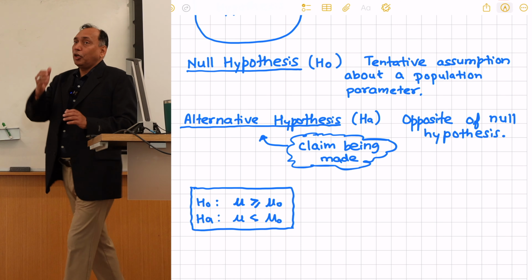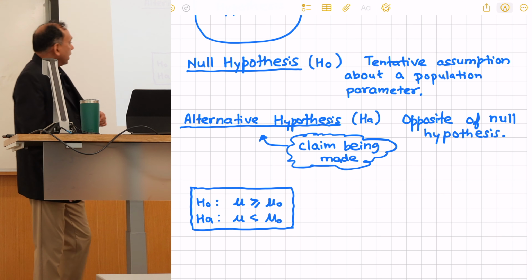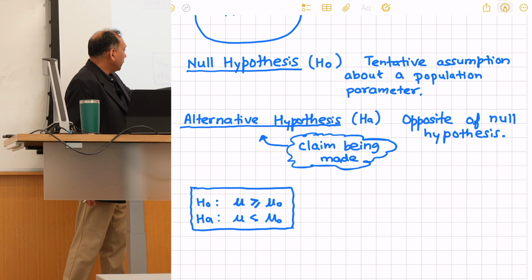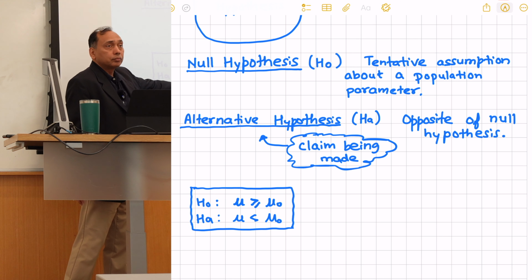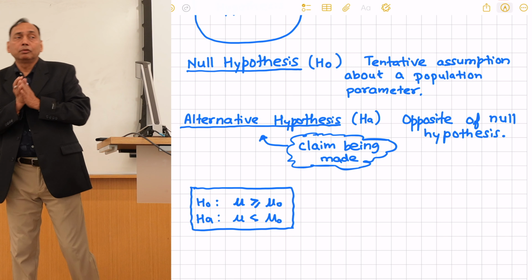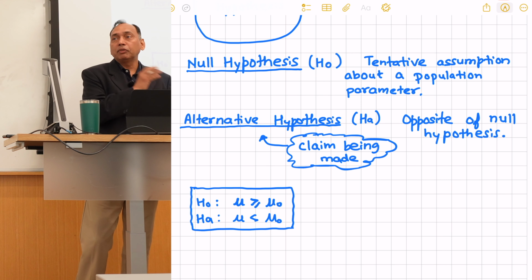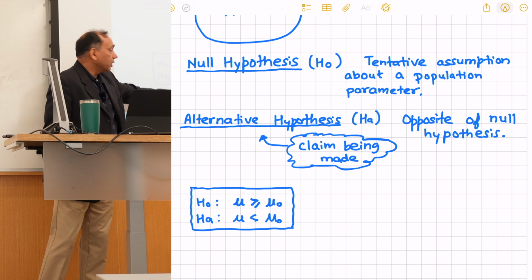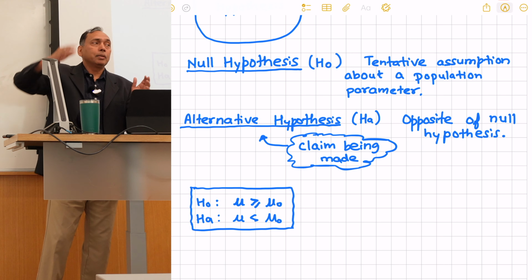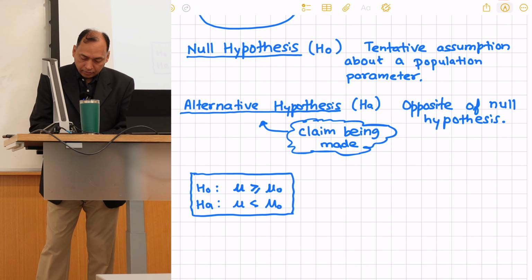If you think in terms of distribution, for example, normal distribution, and you are looking at mu less than mu 0 or mu more than or equal to mu 0, you are only looking at one side of the distribution. You are only looking at one of the tails. If this is the one, you are looking at the lower tail of the distribution. So this is called a one-tailed test.